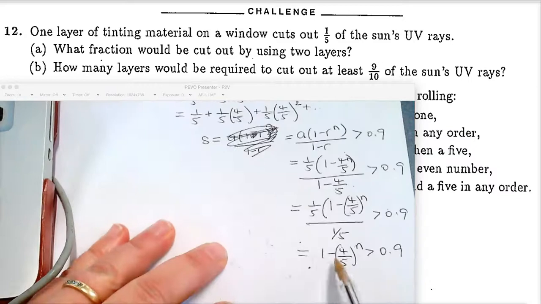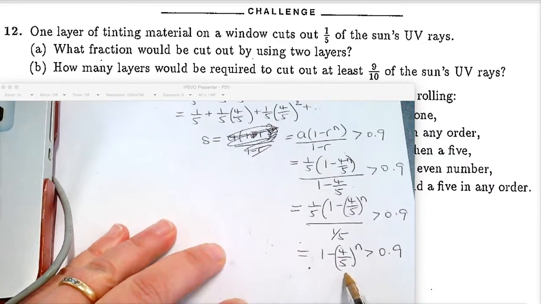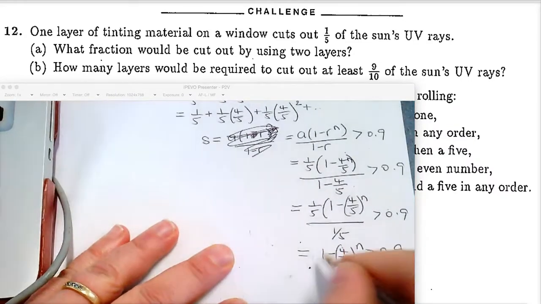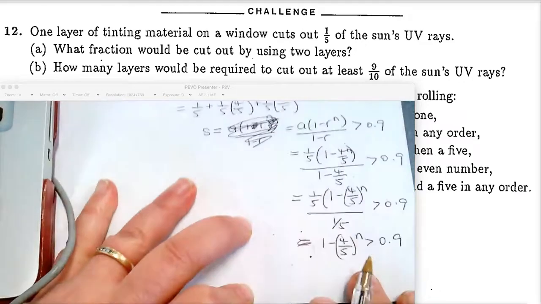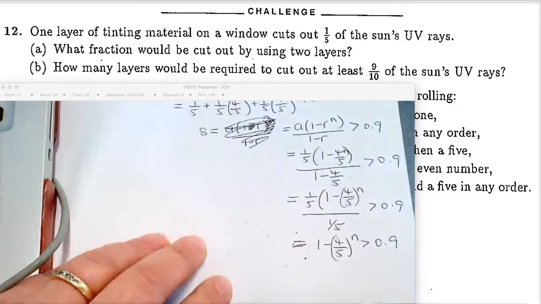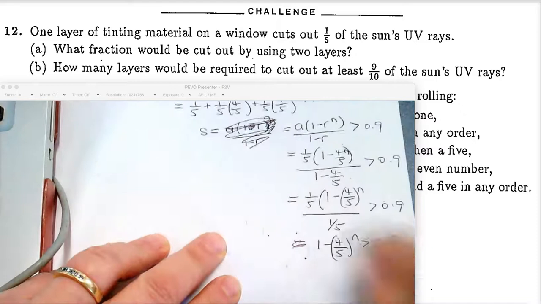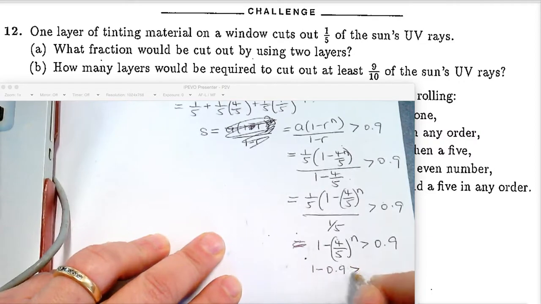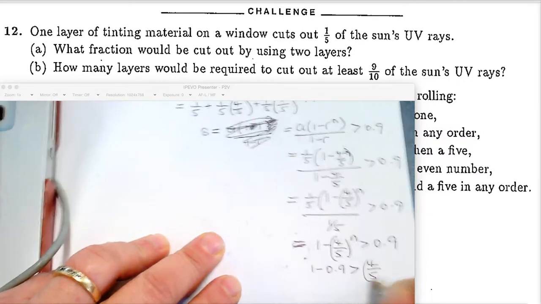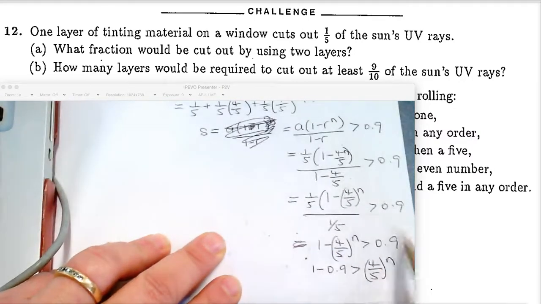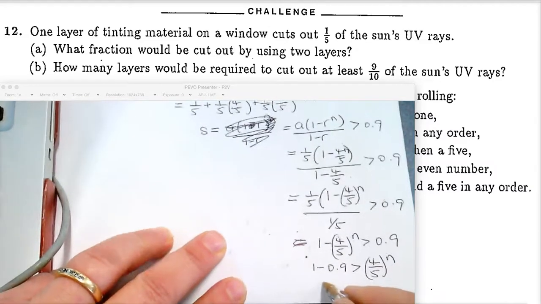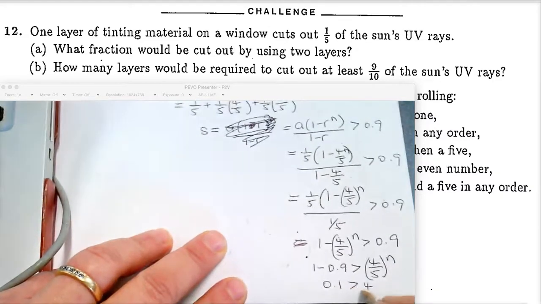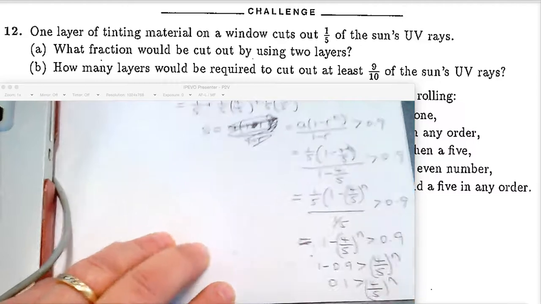Actually, I wonder if we can just do it straight like that. And that's what we're going to solve. So 1 minus 4/5 to the n is greater than 0.9. So can't I take that to the other side? 1 minus 0.9 is greater than 4/5 to the n. So taking that to the other side, isn't that 0.1 is greater than 4/5 to the n?